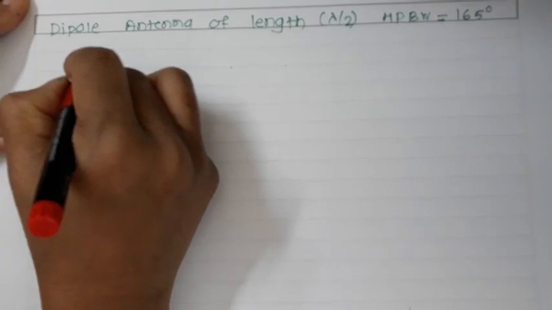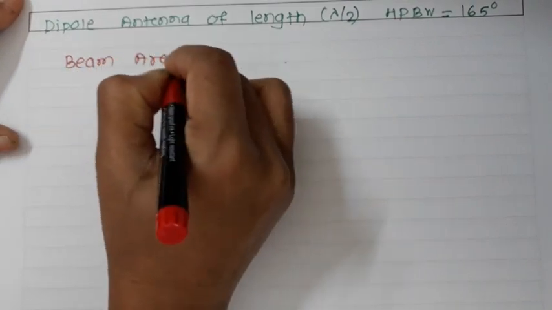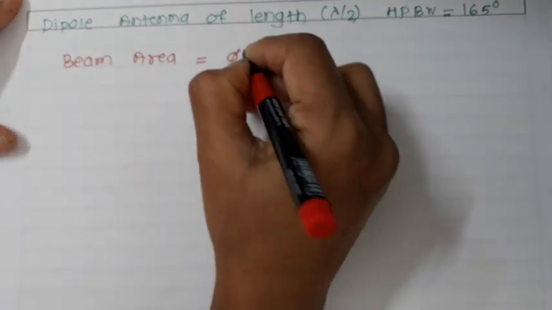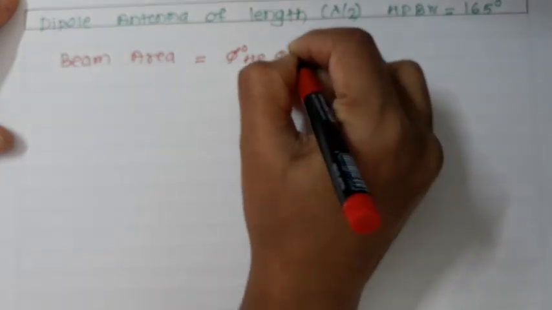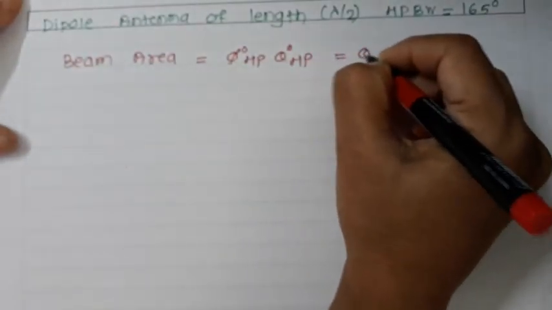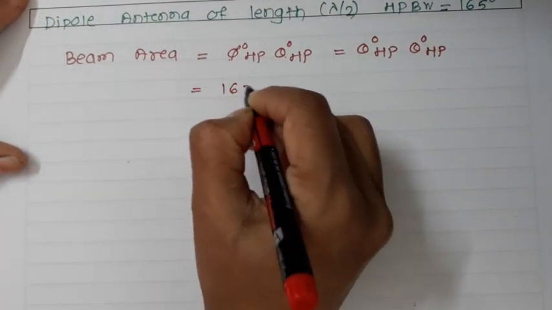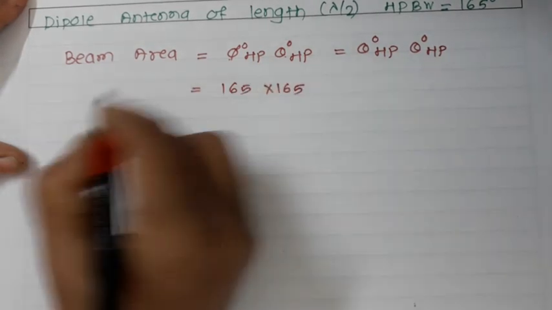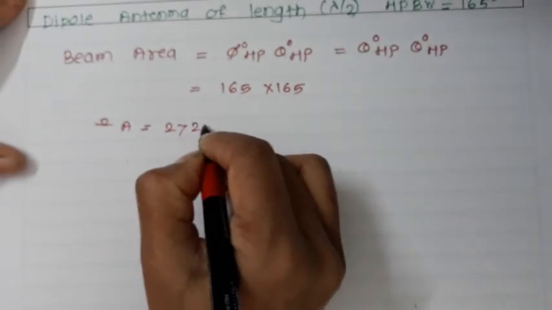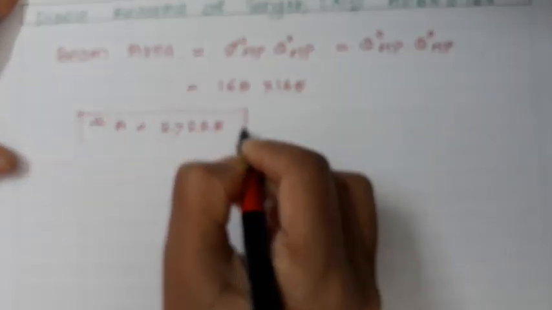So here I can say the beam area is equal to phi and theta half power beamwidth. If you know one value, you can assume the other is the same. So it comes 165 into 165. So my beam area here is nothing but 27225. So I have calculated the beam area.